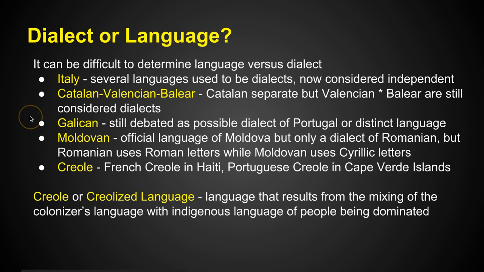Gaelican, this is still debated as a possible dialect of Portuguese, but then again, maybe it's a distinct language. They're not able to really decide and keep that one way or the other. Moldovan, this is the official language of Moldova, but it's only a dialect of Romanian. But the thing is, Romanian uses Roman letters, while Moldovan uses the Cyrillic letters similar to Russian. So which way is it?